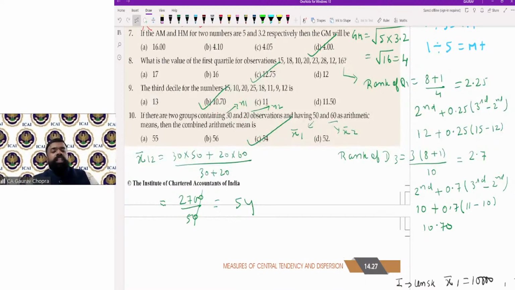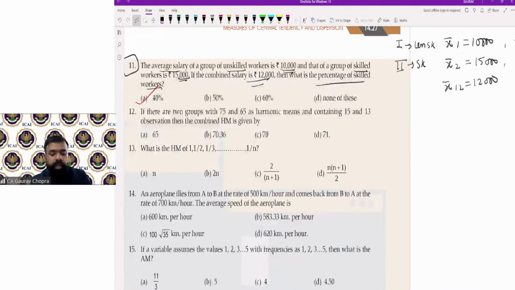Okay, I think this chapter is very easy and you can score good marks in statistics. Very easy. Less efforts are required and you can achieve more marks. 11th we had done yesterday. Then 12th one is combined harmonic mean. The formula which we have done now. So you can start with this.